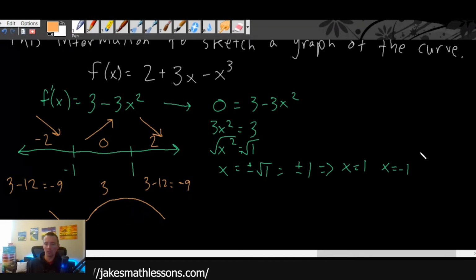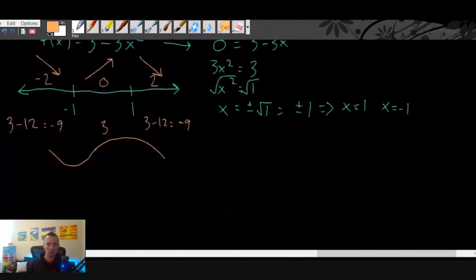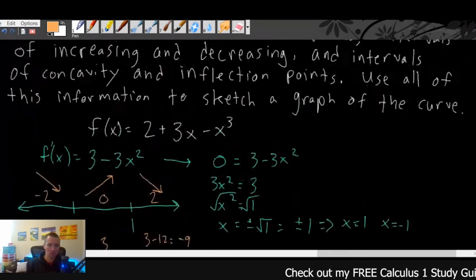Okay, so now what we need to figure out is exactly where our inflection points are, because what that is going to be able to tell us is our intervals of concavity. So basically what we're going to be able to figure out is exactly when this function switches from concave up to concave down, somewhere between -1 and 1, presumably, but we can figure out exactly where that is.